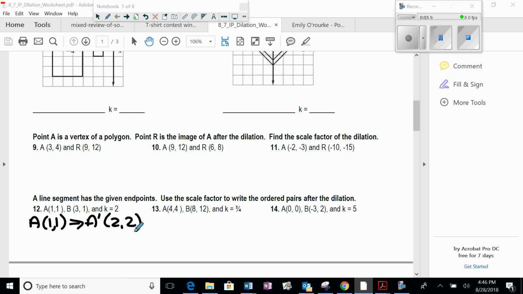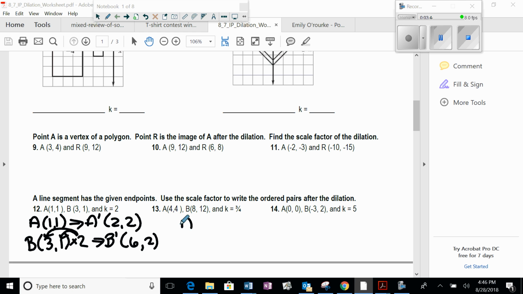We multiplied by 2. B starts out at 3, 1. We're going to multiply by 2 in order to get B prime. So I'm saying 3 times 2 and 1 times 2. 3 times 2 is 6. 1 times 2 is 2. And so there is my final endpoints of my image. So now I'm going to look at problem number 13 and do the same thing.